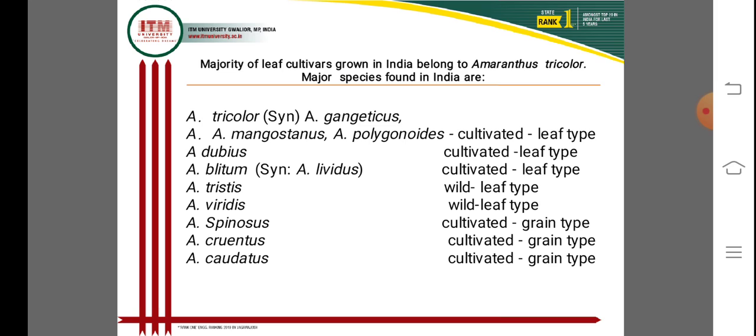So there are three types: grain type, leaf type, and ornamental purpose. Amaranthus tricolor is used as an ornamental, and the leaf is also used for medicinal purposes and as a food material. The grain type is also used in animal diets and in human diets. The majority of leaf cultivars grown in India belong to Amaranthus tricolor. So the major species are very important to human diets.